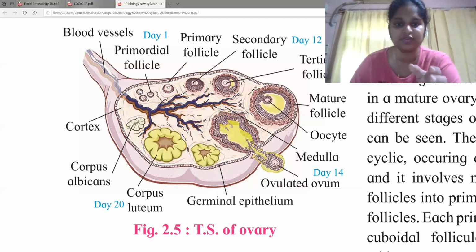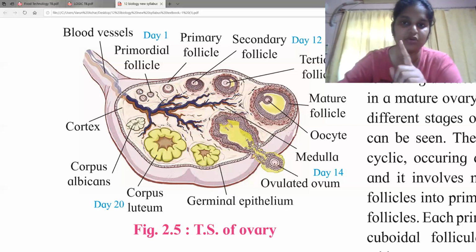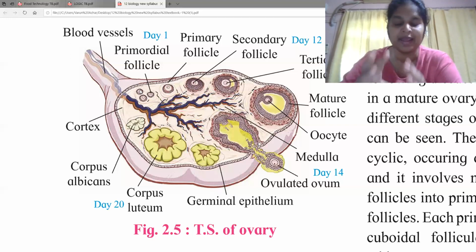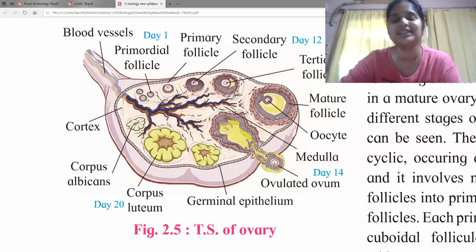Okay, so atresia will take place of the primordial follicle, and at the time of birth only 1 million will be left out in the ovary of the female. By the time that infant female reaches puberty at the age of 12 or 13, only 40,000 of these primordial follicles will be remaining. That means 9,60,000 of those have undergone atresia, or destruction. Atresia का मतलब क्या होता है?